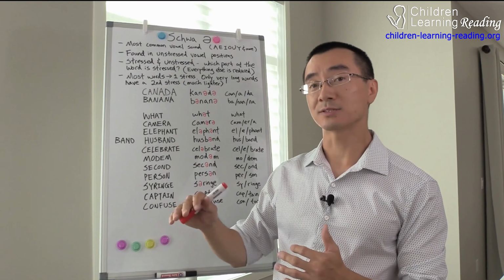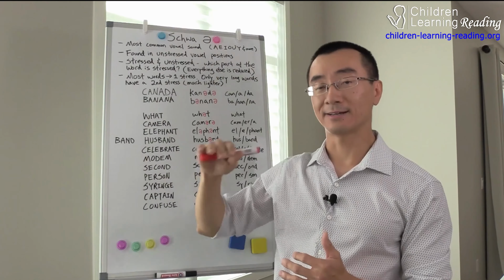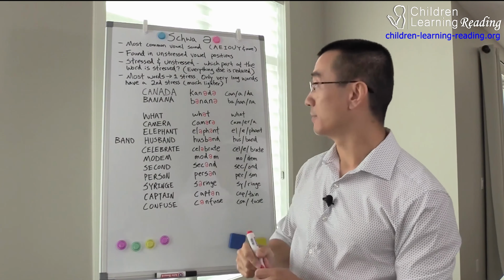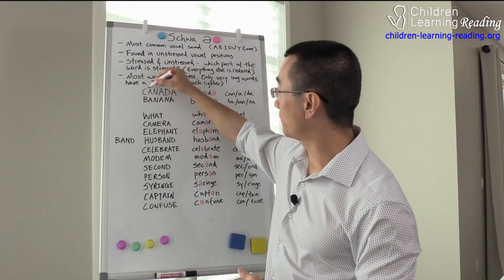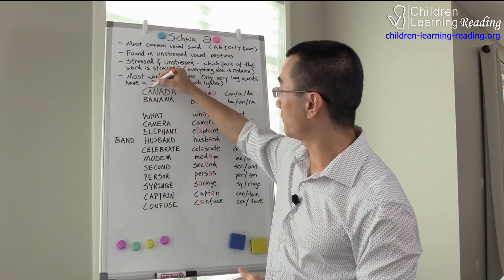I'll do it slowly. Canada. Where do you hear it? So the first A here is the stress, and the following two are the schwa positions.